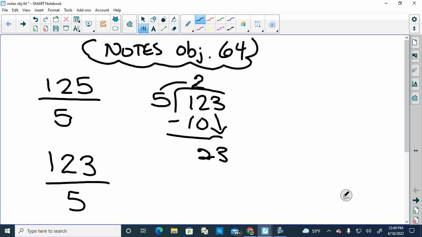5 can go into 23 4 times, right? So really what you're doing is going 4 times the 5, which would make it 20. And we switch the sign, and then subtract it, and then there's no more to come down. So we say that this is our remainder. That's one way that you've written it. So remainder of 3.